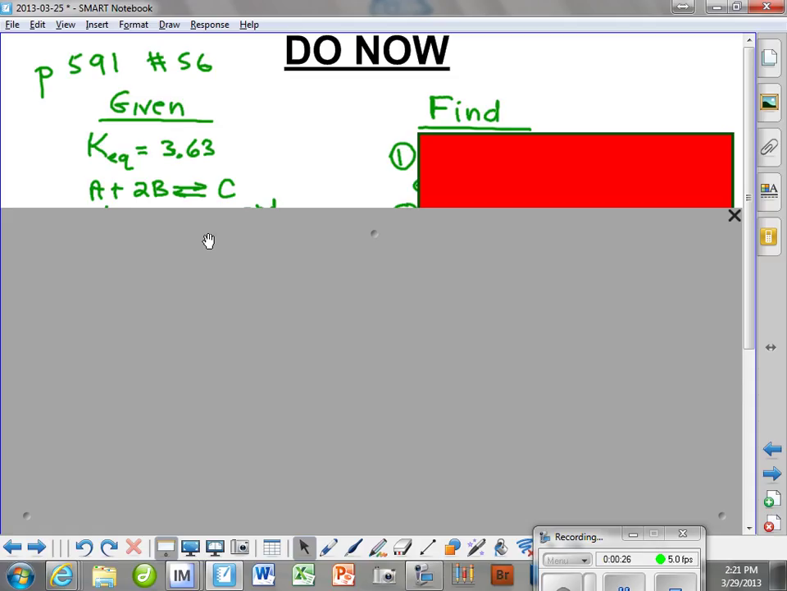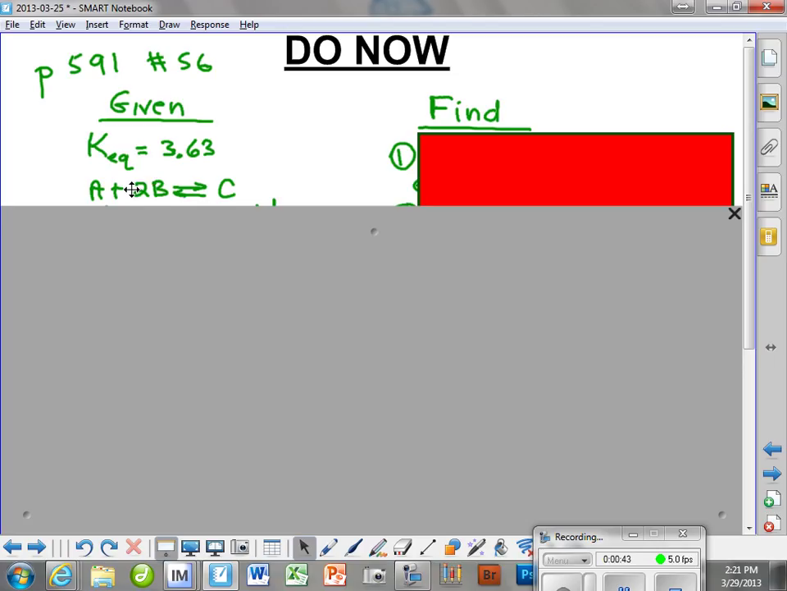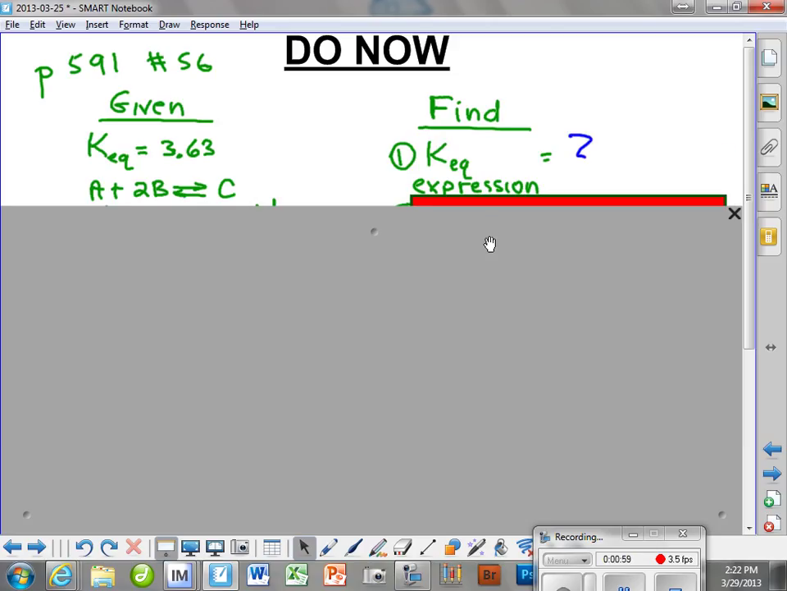As we go down here, we see that we've also been given the balanced equation. This is where A is some substance and B is a different substance, and they're coming together to form substance C. When we balance it out, we get two of these and one of each of the others. A balanced equation is required for us to be able to do an equilibrium expression. The equilibrium expression, which is in the find, we have to use this to create.